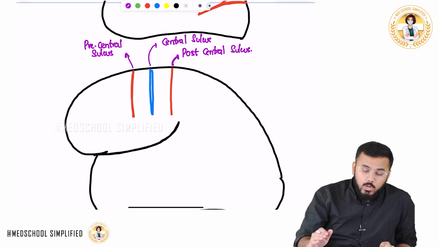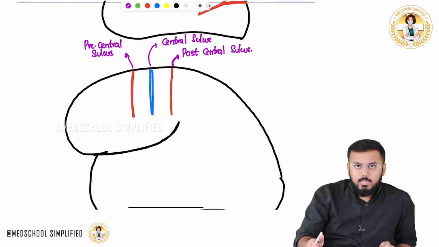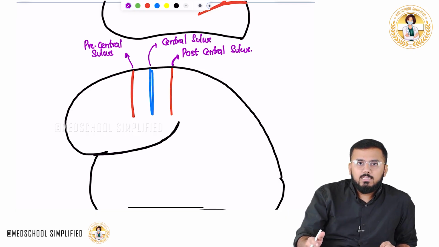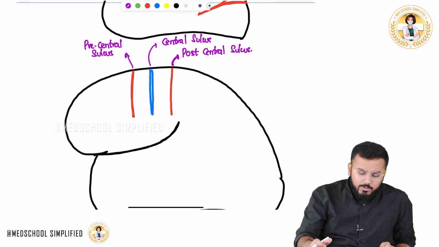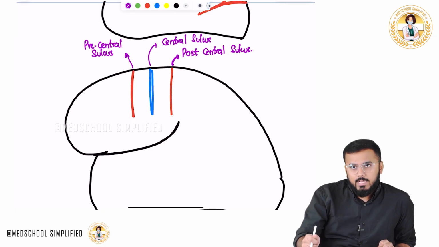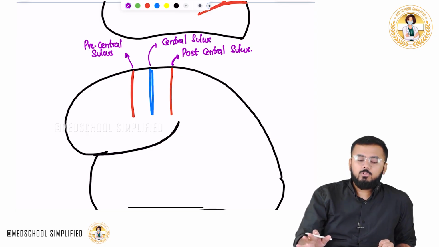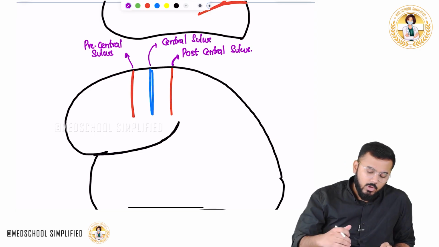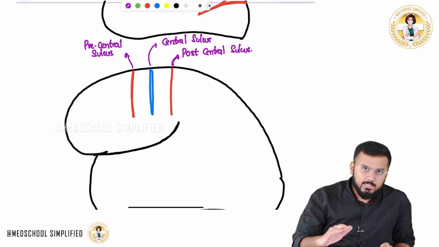Now, in between the sulci, whatever space you have is called a gyrus. We shall discuss the gyrus in a minute, but before that, let us finish up all the sulci. I hope you are all clear with the sulci so far.